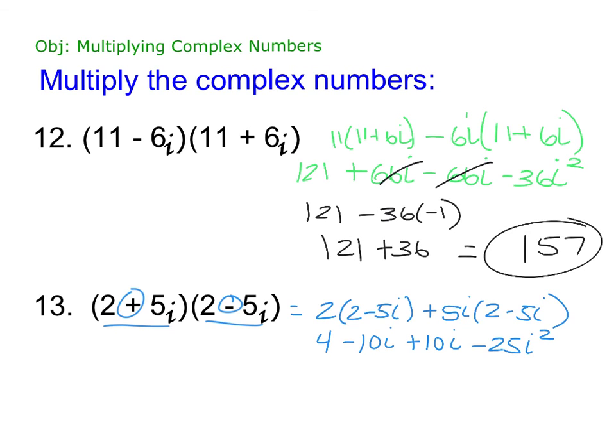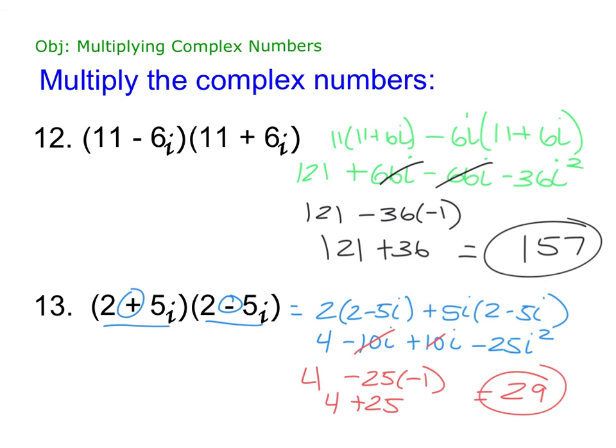The 10s cancel, right? We got a negative and a positive one. So 4 and then minus 25 times negative 1. That becomes 4 plus 25. So we end up with 29. So anytime we multiply those out, where it's the same binomial twice with opposite signs, we actually get an integer. All the i's disappear.